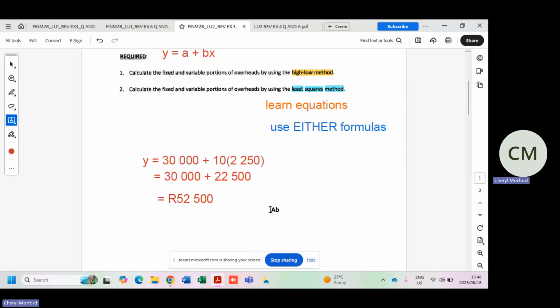So that shows us the practical application of a theory. So once we have found the fixed and variable portions of an overhead cost, we can then write up the cost equation, and we can use it to find the total cost of any given level of activity.